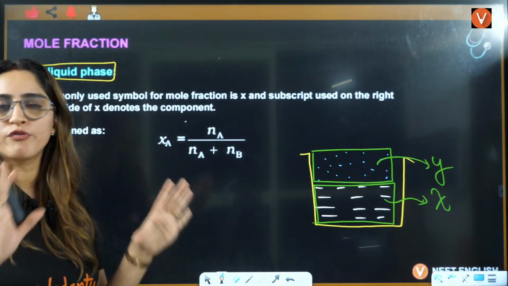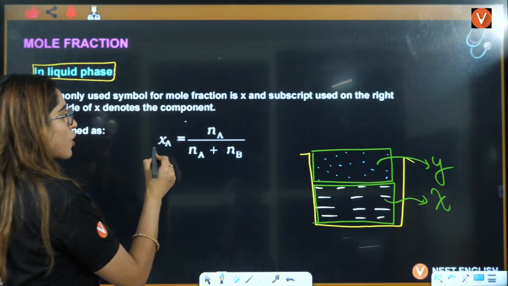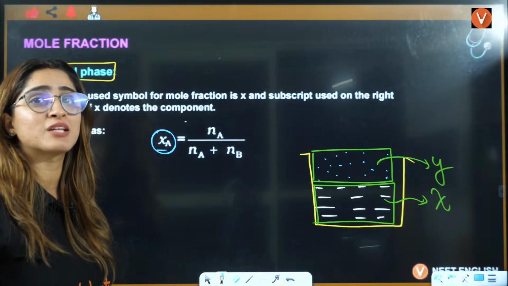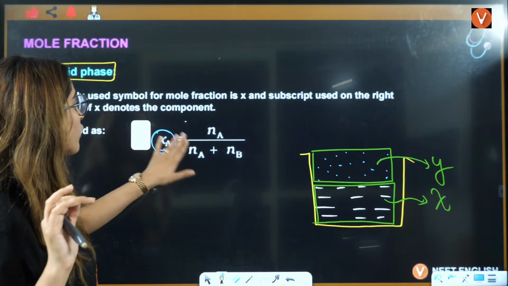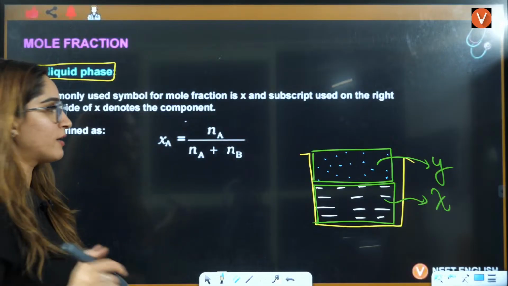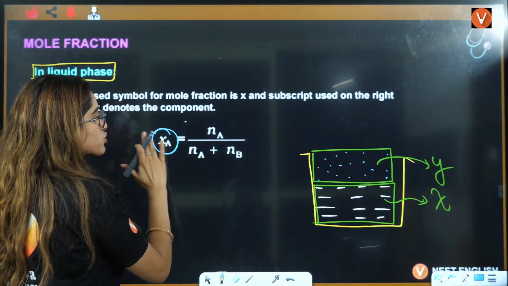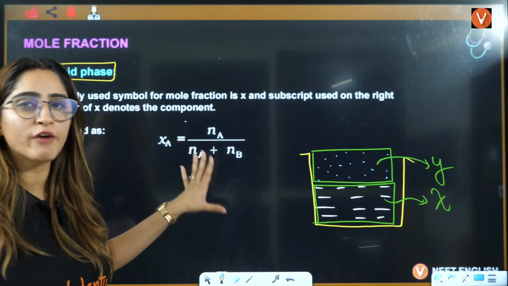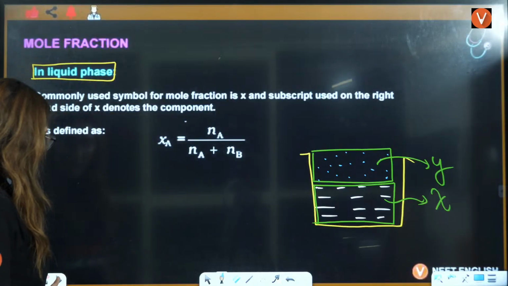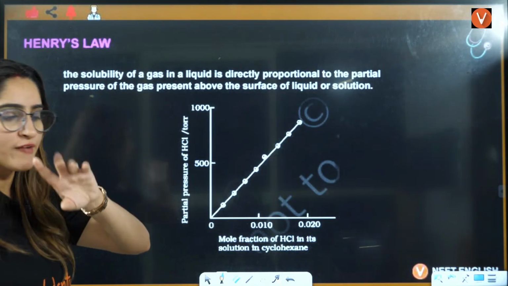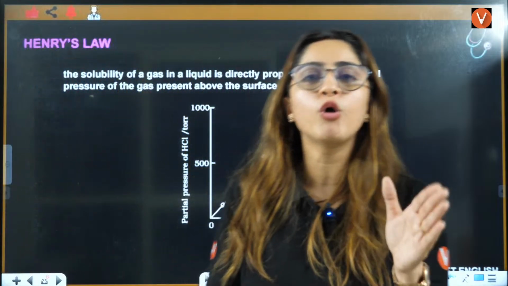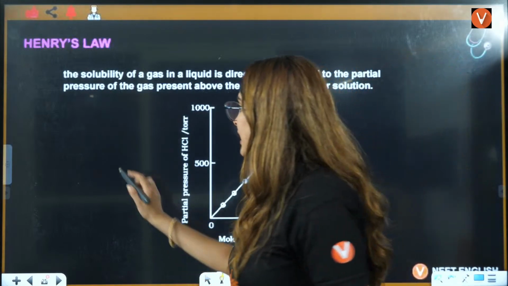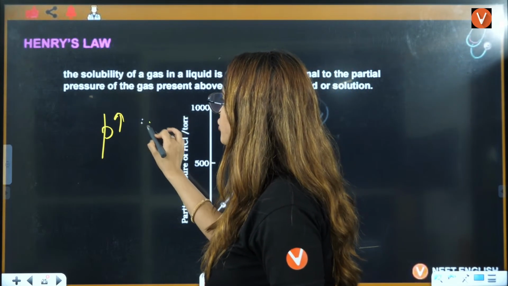Now, the definition of mole fraction is simple. I have also taught you in the previous lecture, that is concentration terms, right? You can check that out. We have also solved questions based on that, right? So mole fraction is equal to number of moles of that component divided by total number of moles, that we have discussed in the concentration terms, right? Now, in Henry's law, we talk about mole fraction in the liquid phase, right? Here, I told you one thing, when you increase the pressure, the solubility will increase.